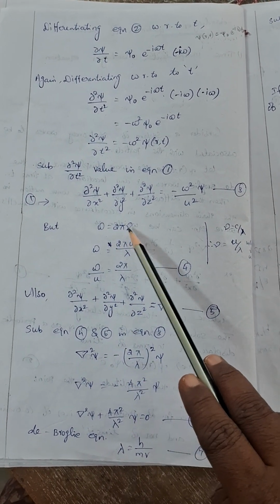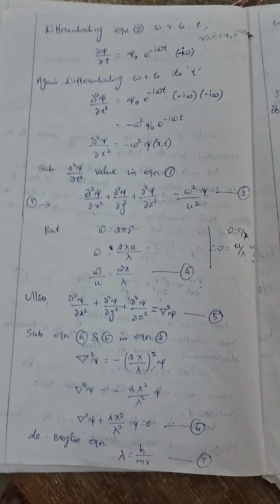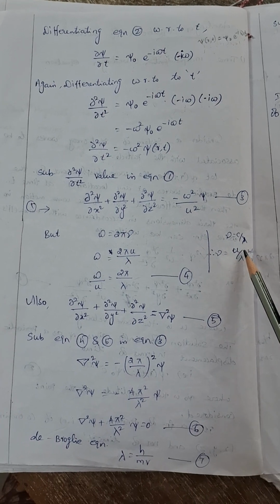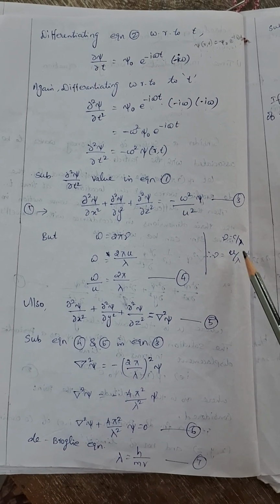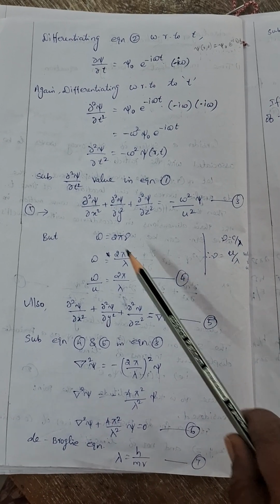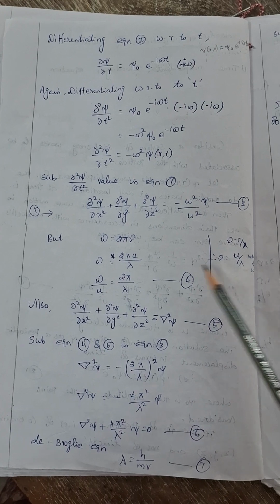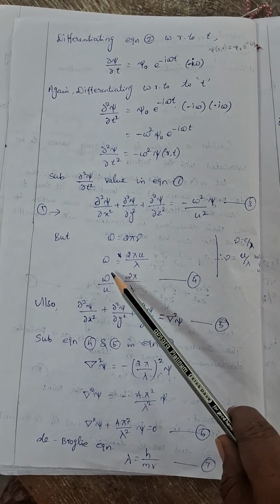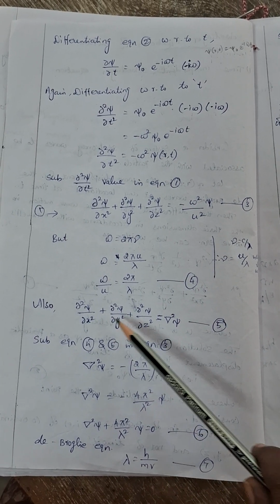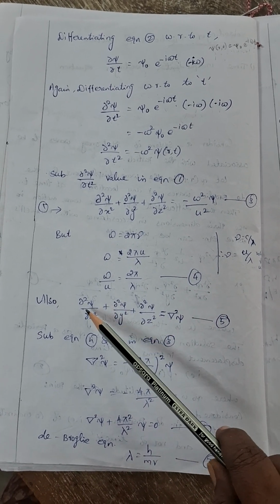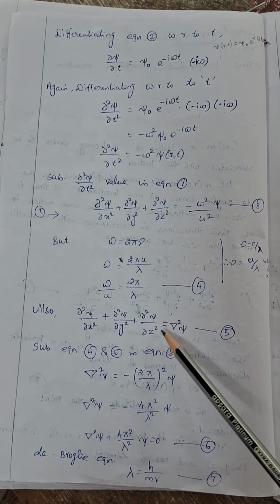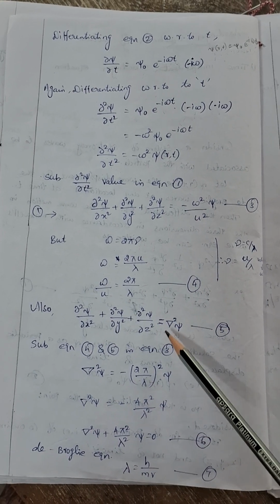But ω = 2πν, and ν = c/λ. Here c is the velocity of light, so here with wave velocity u, ν = u/λ. So instead of ν we can write u/λ. So we find ω/u = 2π/λ. This is equation number 4. Also, this value, that is ∇²ψ = ∂²ψ/∂x² + ∂²ψ/∂y² + ∂²ψ/∂z². So we can write it as equation number 5.